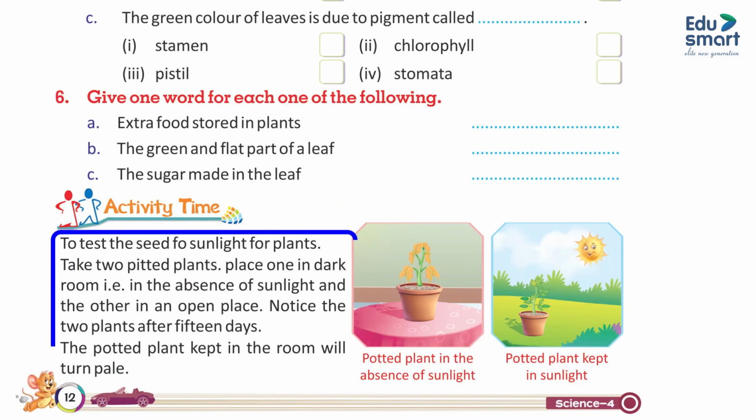Activity time. To test the need of sunlight for plants, take 2 potted plants, place one in a dark room in the absence of sunlight and the other in an open place. Notice the 2 plants after 15 days. The potted plant kept in the room will turn pale.